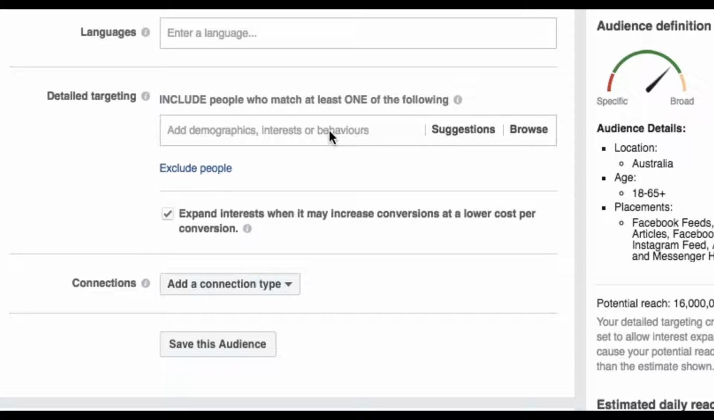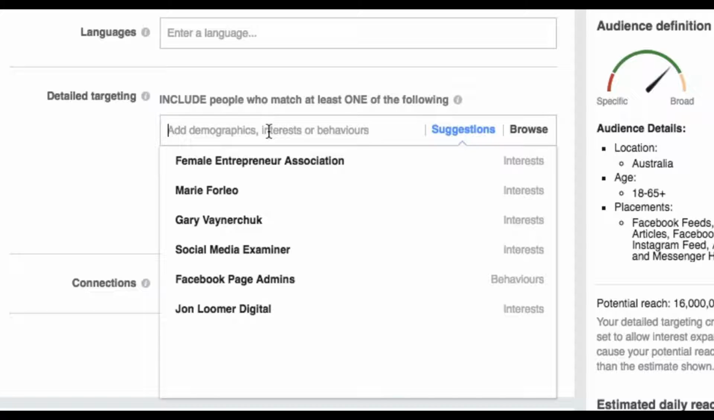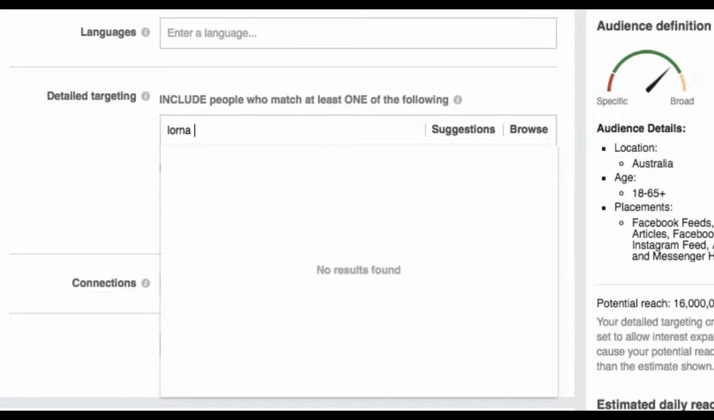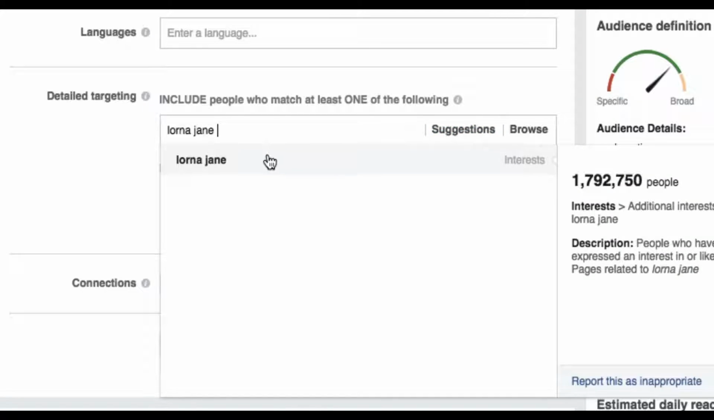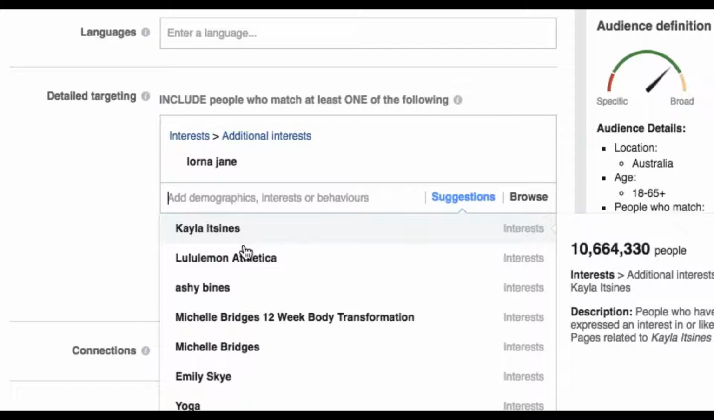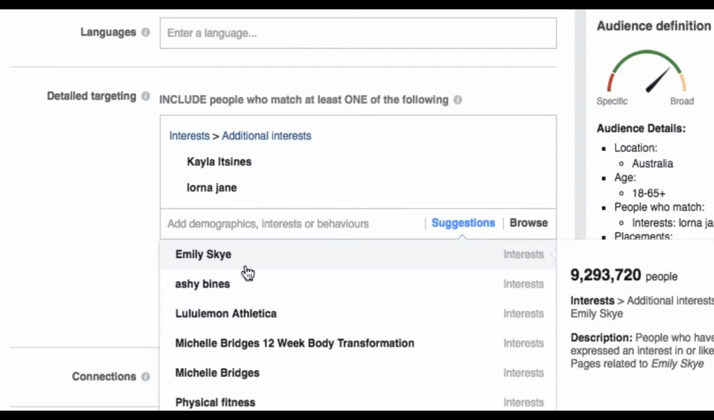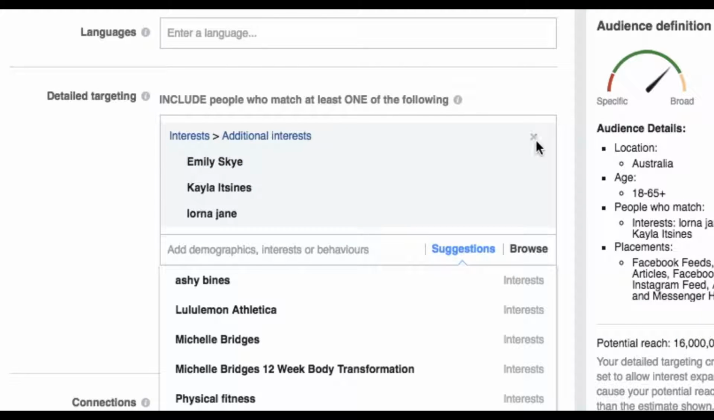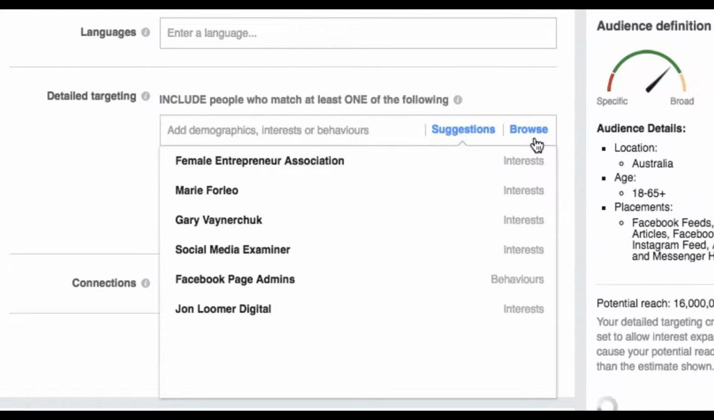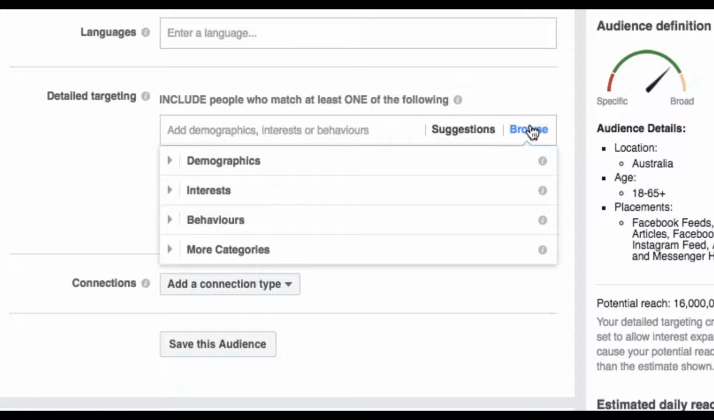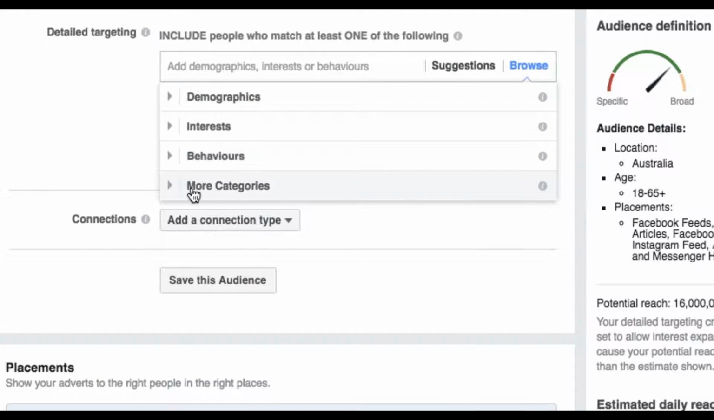So normally what people do is they get into here and they start typing in Lorna Jane and they go, awesome, all right, well, let's grab Lorna Jane, and now everything that comes up. So they pack out this audience with everything that they can possibly think of. Now, that's great for some things, but it's not very specific. So what I want to teach you how to do instead is to hit the browse button. When you hit the browse button, you get 4 very different categories.